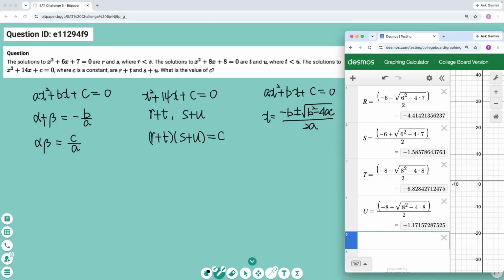Since c equals (r plus t) times (s plus u), in Desmos all we need to enter is (R plus T) times (S plus U). And Desmos gives us 31. That's our answer. So we found the answer without having to simplify all four radical expressions by hand.